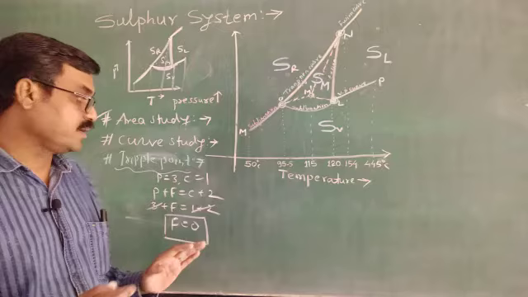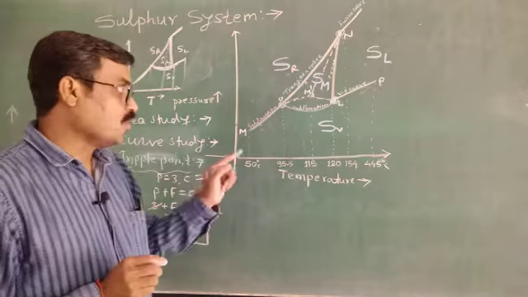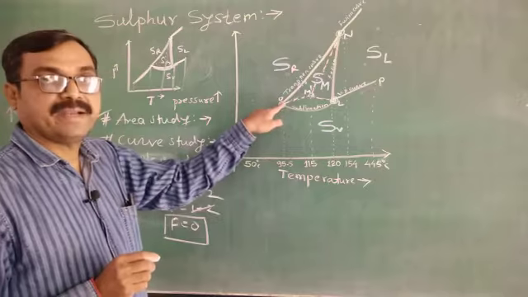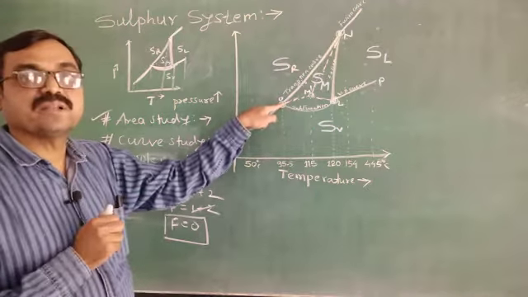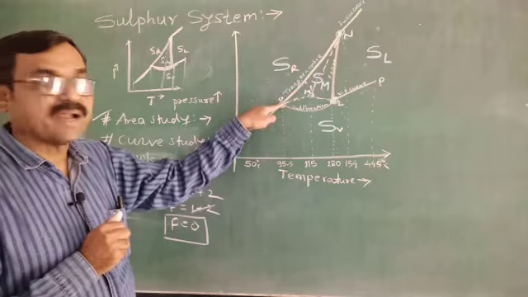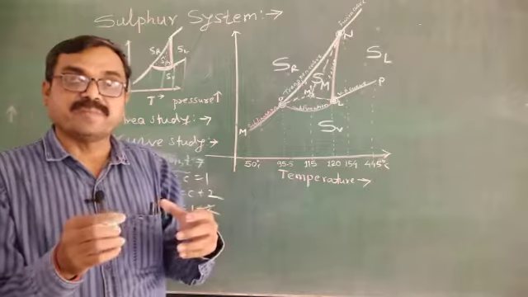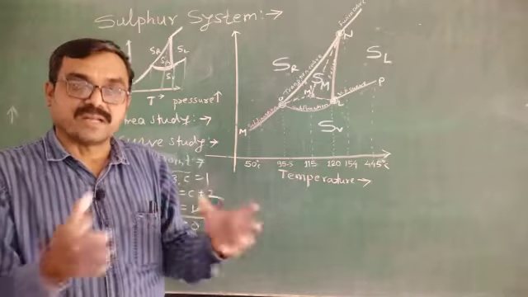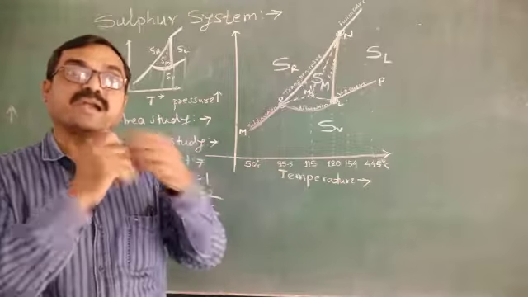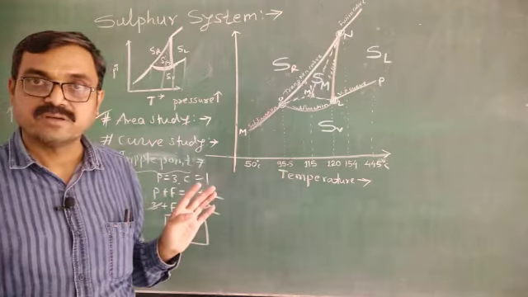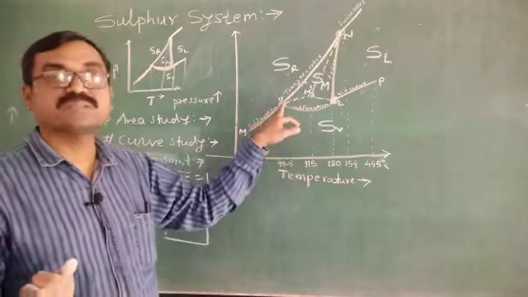Non-variant or zero variant. Why? Because degree of freedom is 0. Now this O point indicates triple point. Sir, why is this non-variant? Because at this triple point 3 phases come in equilibrium and it occurs suddenly in such a way that the temperature, pressure and composition get automatically fixed. All 3 get automatically fixed. That's why this is a triple point.